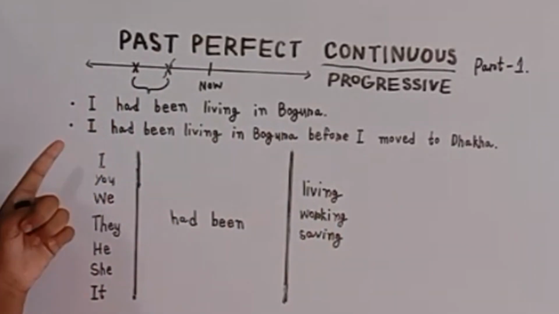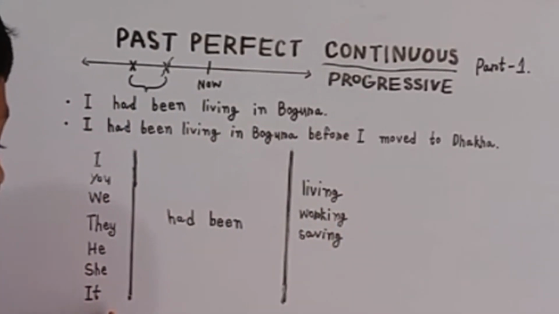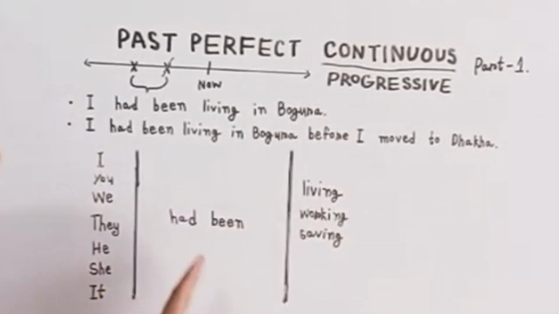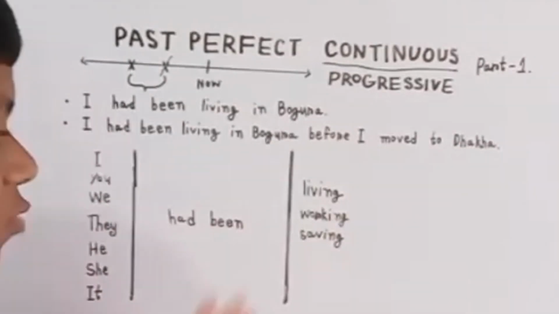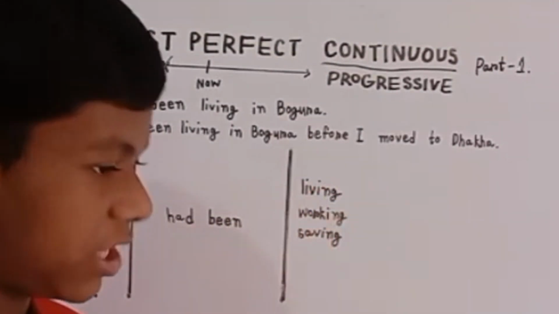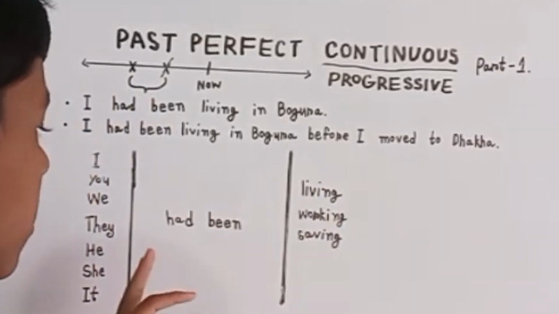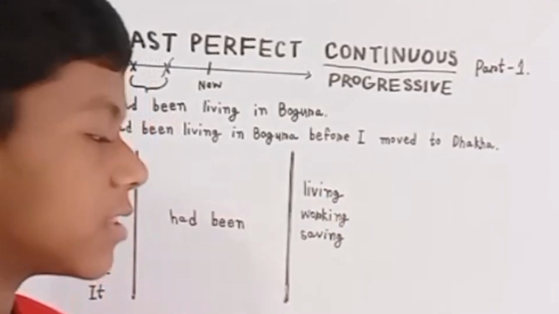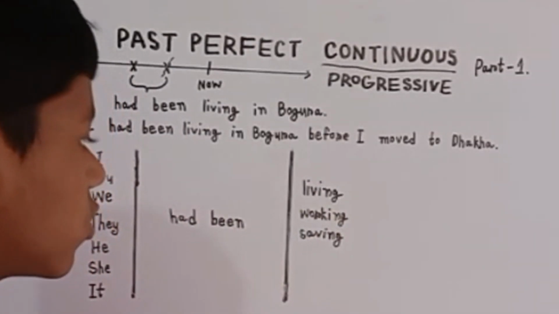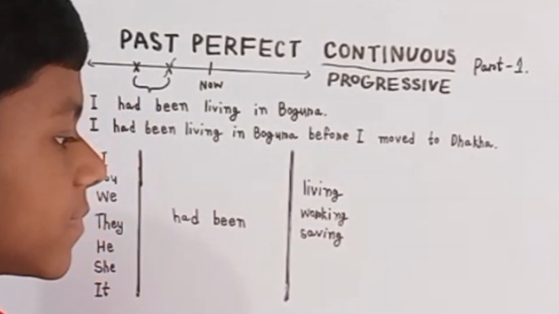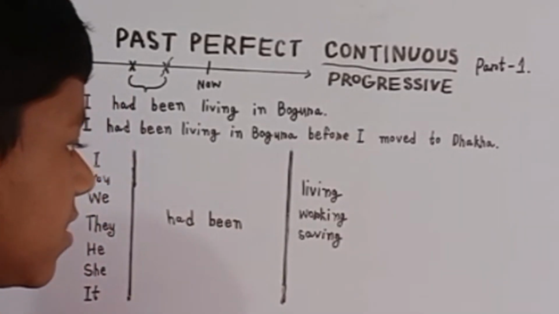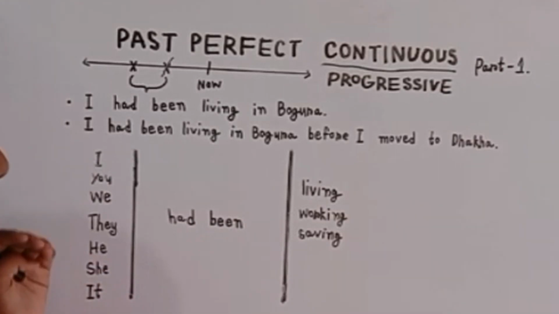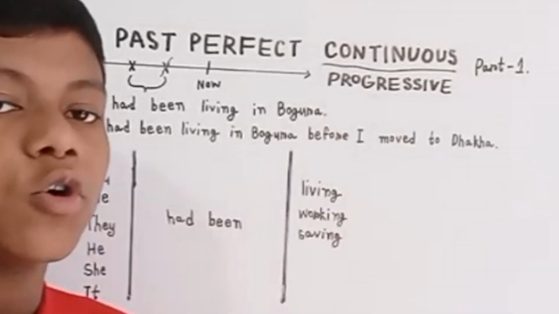So here we have taken many types of subjects, for I, you, we, they, etc. Then we add had been, and then we take the verb and add ing. Here's also one point I want to share with you. During this, nothing changes with he, she, it. It will be the same had been, just like I, you, we, they. I hope you get it.